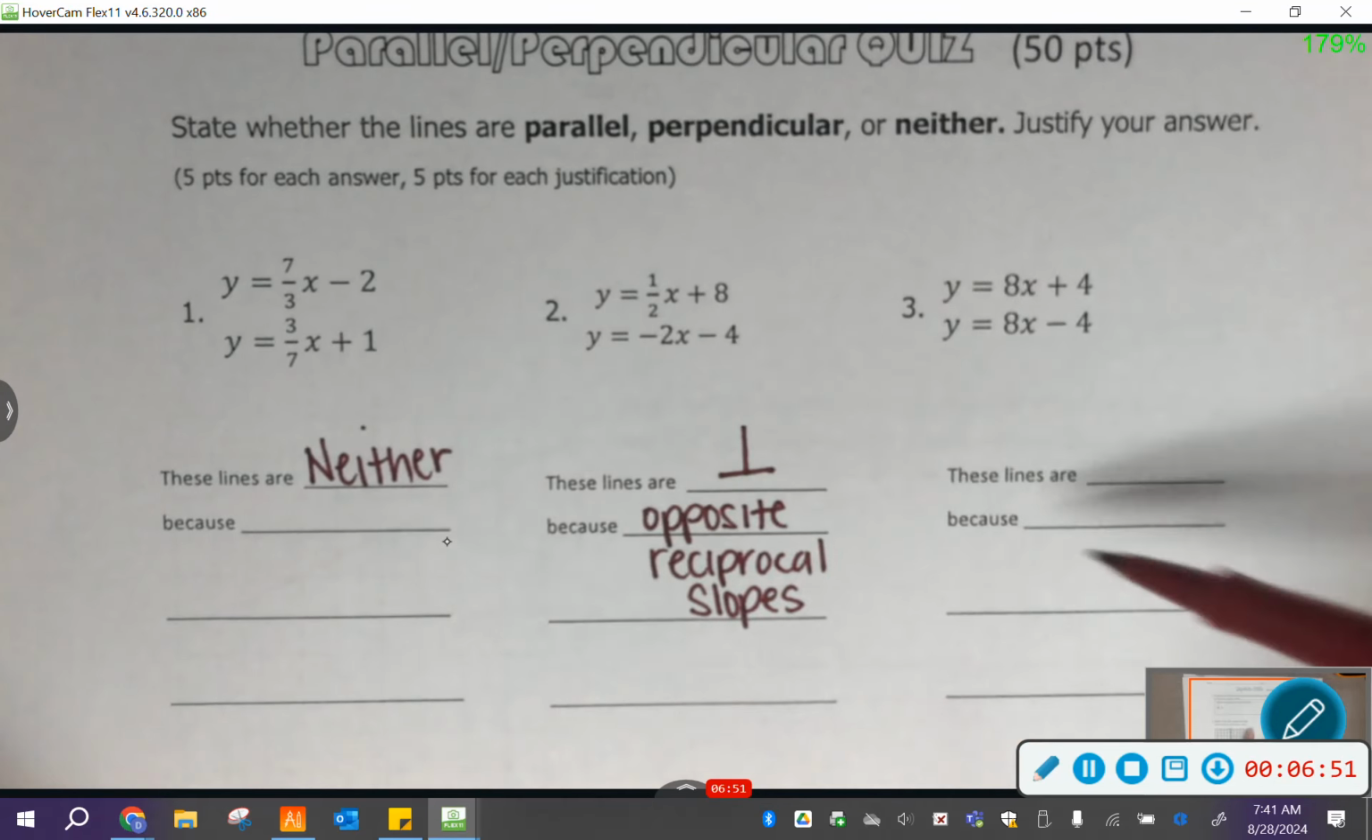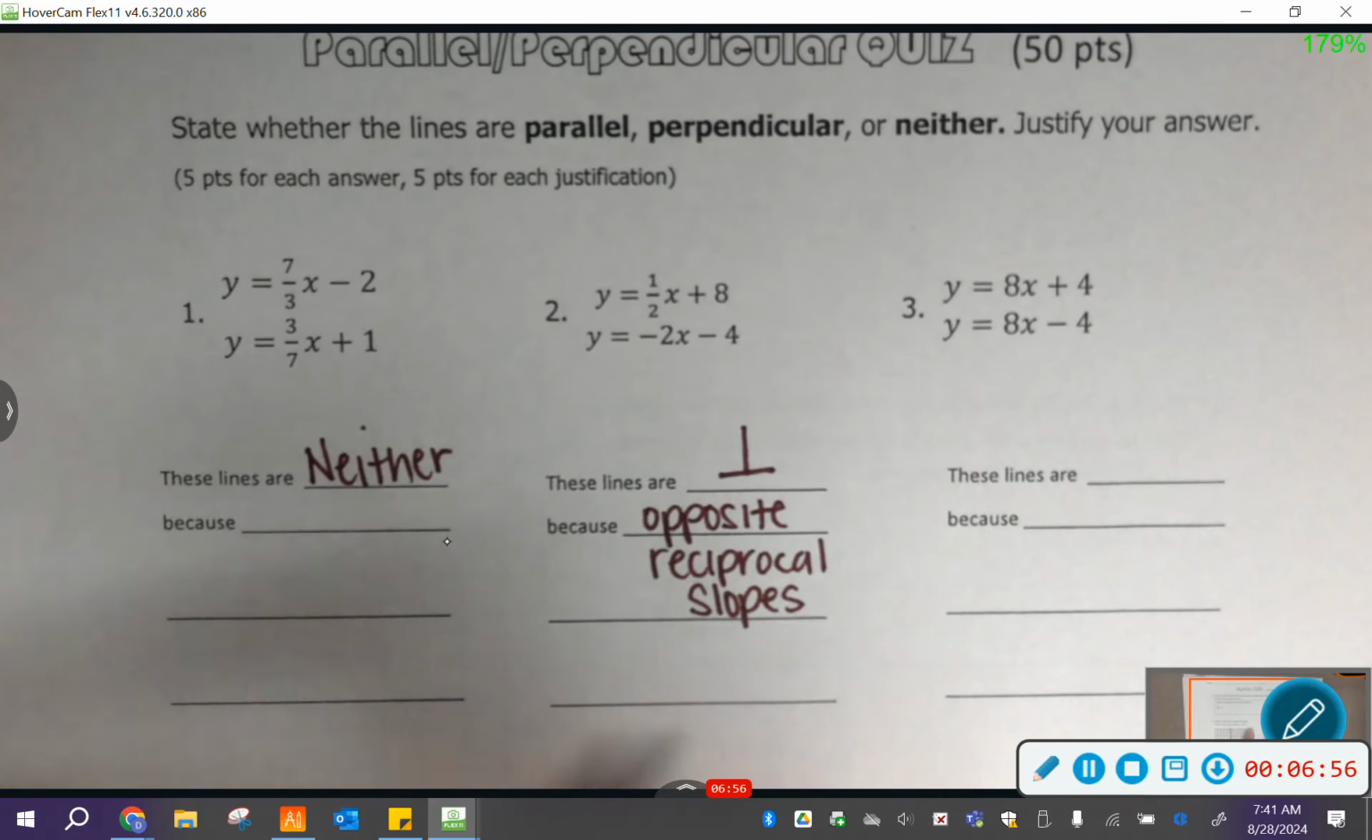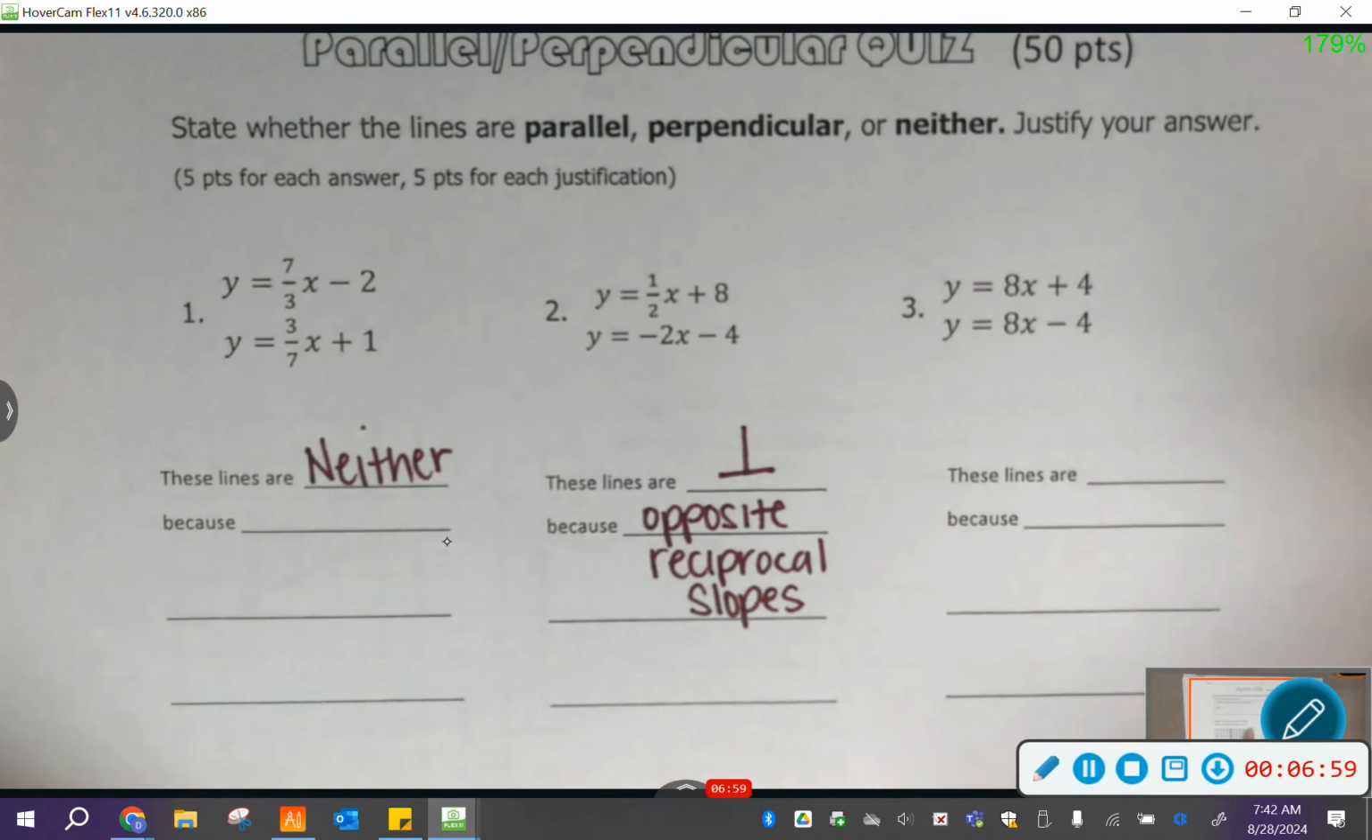You need the word slopes in every single one of these reasons. If you didn't put the word slope in the reasons, I count it off because that's a big reason.